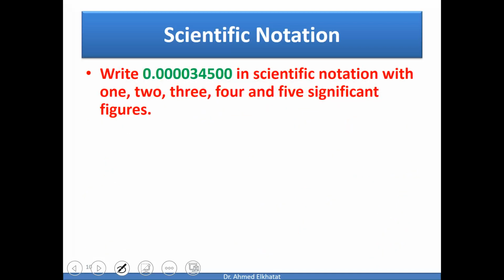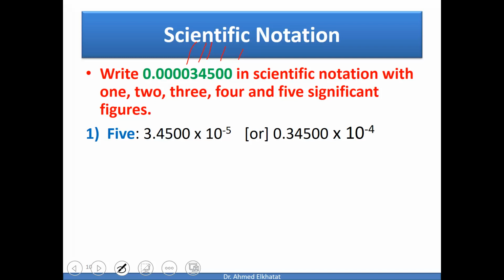So now let's take this example. Write this number in scientific notation with 1, 2, 3, 4, and 5 significant figures. Okay, so let's start first, count how many figures I have here. So I have 1, 2, 3, 4, 5. So if I write it in 5 significant figures, then it will be 3.500 times 10 power 5, okay, or 0.35 times 10 minus 4.